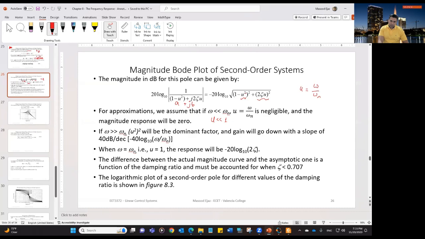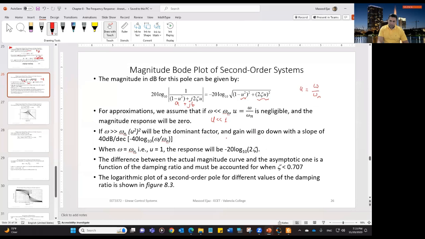Then we assume that u square is the dominant factor. So in the factor 1 minus u square, if omega is quite larger than omega n, that means u will be quite larger than 1. So it's going to become negative u square, which will be u square. We assume that this will be the dominant factor, so we ignore every other thing. We ignore this factor and we ignore 1.